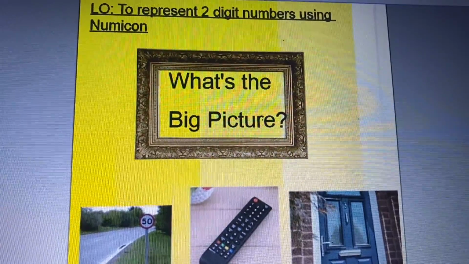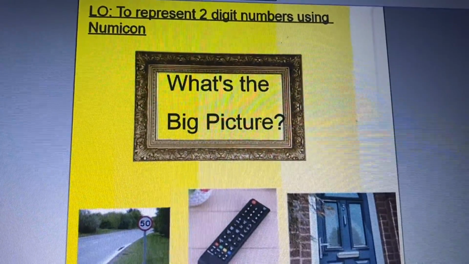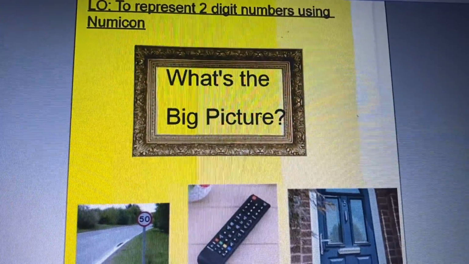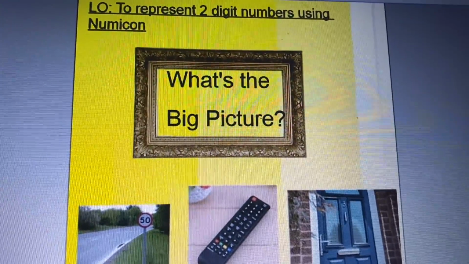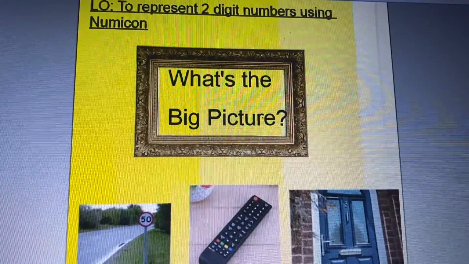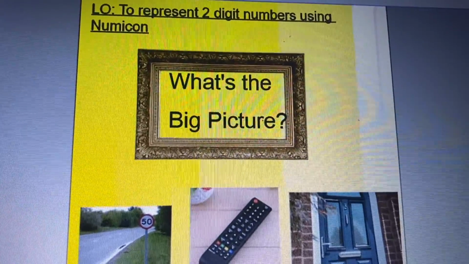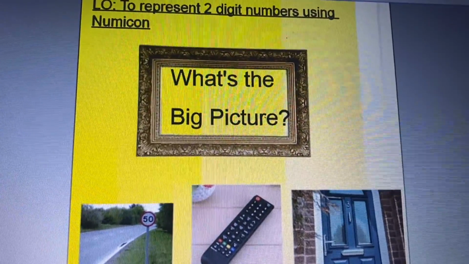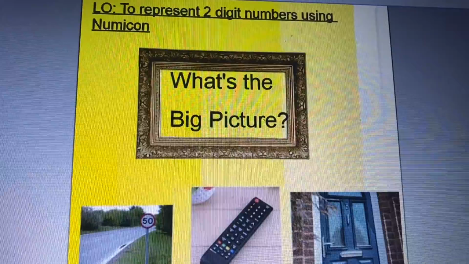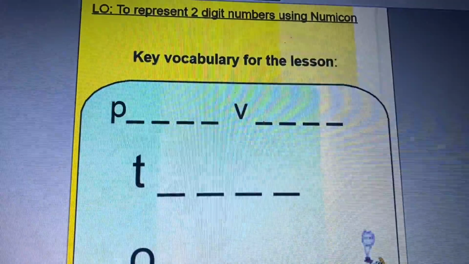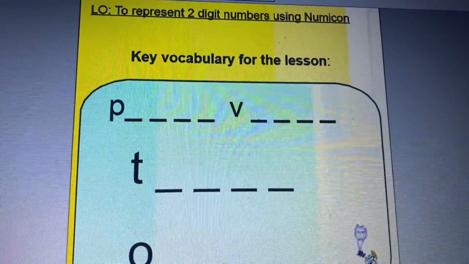As I mentioned yesterday, our big picture for the week is that numbers are all around us. So it's really important that we can recognise them and identify what numbers they are. So today, our learning objective is to represent two-digit numbers using Numicon. Now, before we look into that, let's recap on our key vocabulary from yesterday.